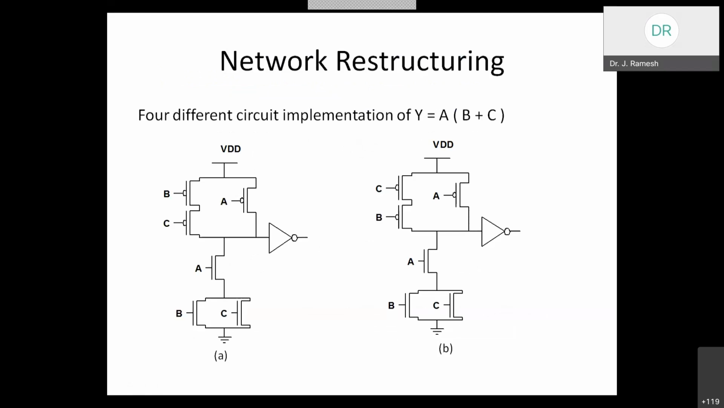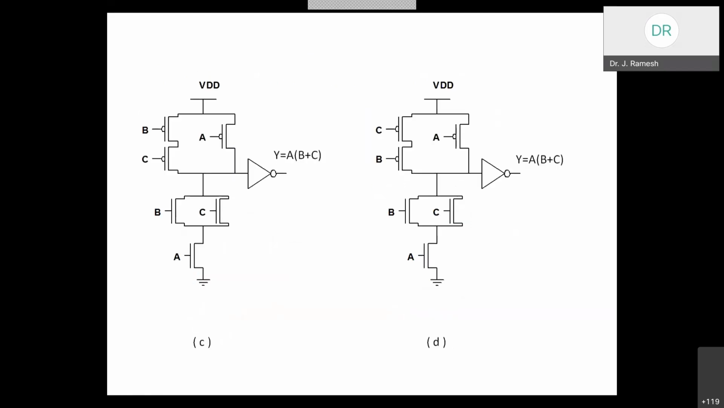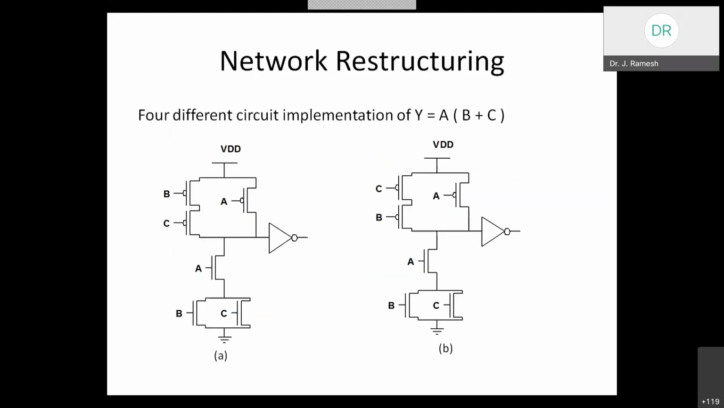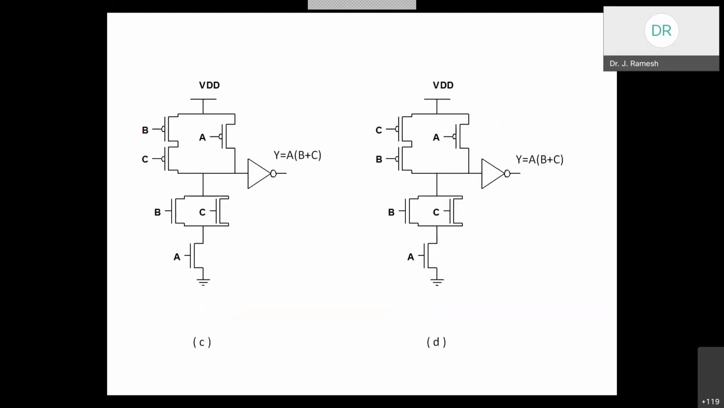And in network restructuring, if you see, there are 4 different circuit implementations for the same function, y is equal to a. The 4 different configurations are shown here. Even though all are implementing the same function, the power consumption for all the 4 structures will not be the same. It is going to be different. So by trial and error, we can implement the same function using different structures, and then the structure which has very low power consumption can be selected. In that way also we can reduce the power.